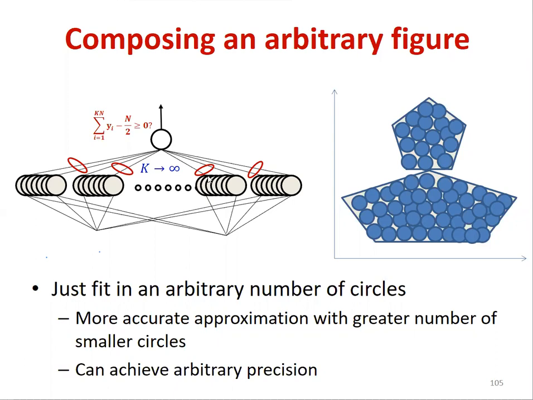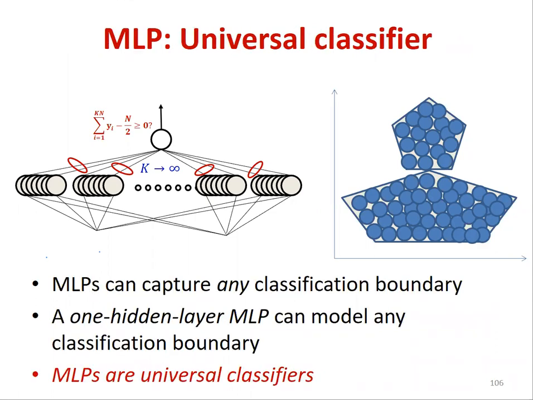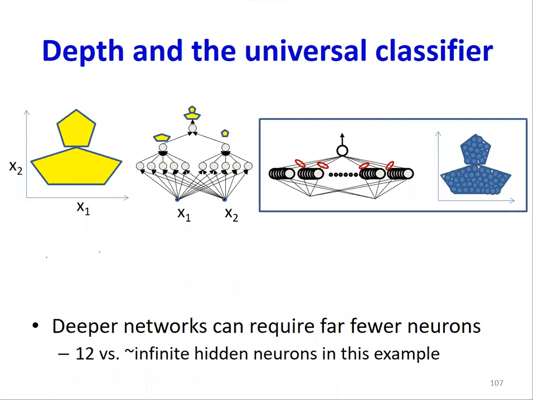I just fit an arbitrary number of circles. It's going to be an approximation. I can get more accurate approximations with a greater number of smaller circles. I can achieve arbitrary precision, right? So MLPs can capture any classification boundary. Even a one hidden layer MLP can model any classification boundary, which means even one hidden layer MLPs are universal classifiers. But deeper networks can require far fewer neurons than shallow ones.